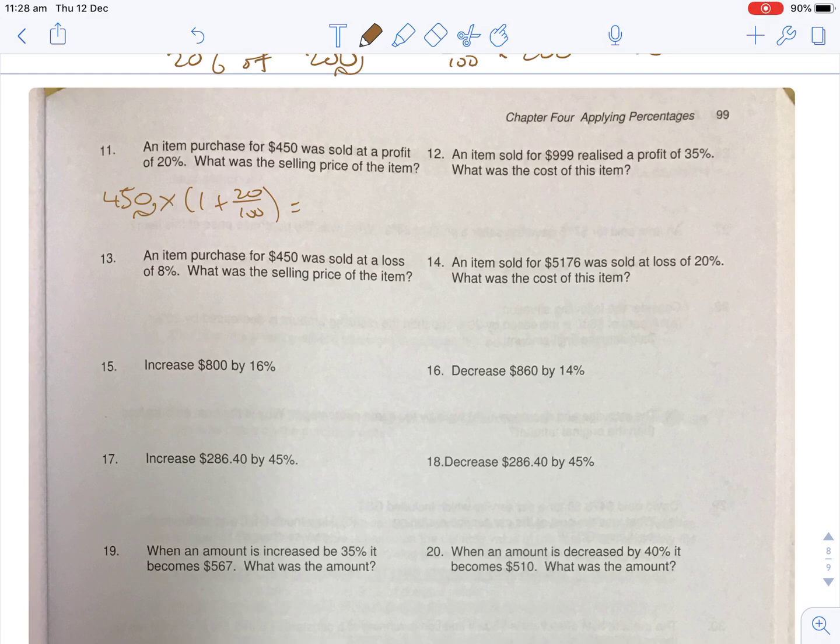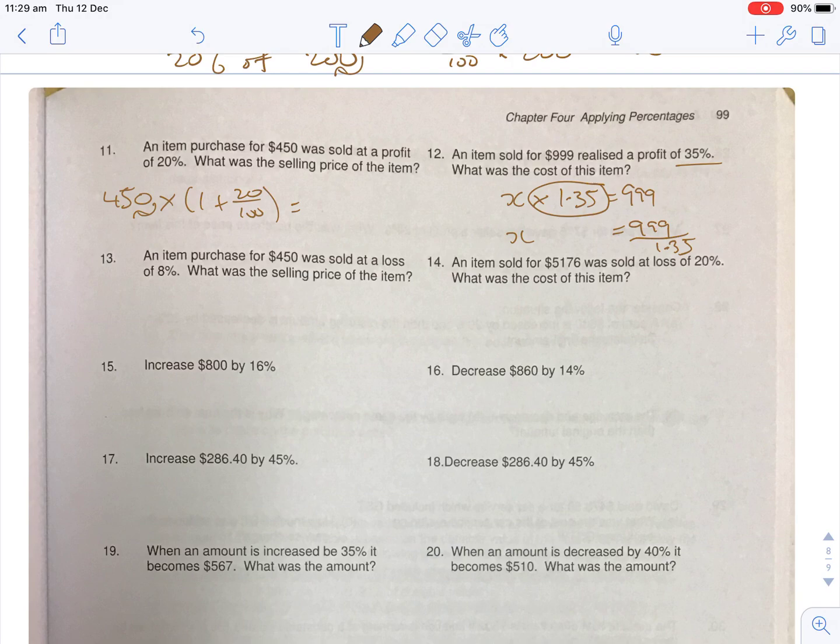Question 12, an item sold for $999, realised a profit of 35%. So what was the cost of the item? We don't know what the original cost of the item was, but we know that it made a 35% increase. So my multiplier would have been 1 plus my 35 on 100, or 1.35. And the final answer, what it sold for, was $999. So to find my original price, I need to do the opposite of timesing to get x on its own. The x is staying where it is, the 999 staying where it is. I needed to move the times. The opposite of timesing is dividing, so I'm going to divide by the 1.35, and that would give me my original price.